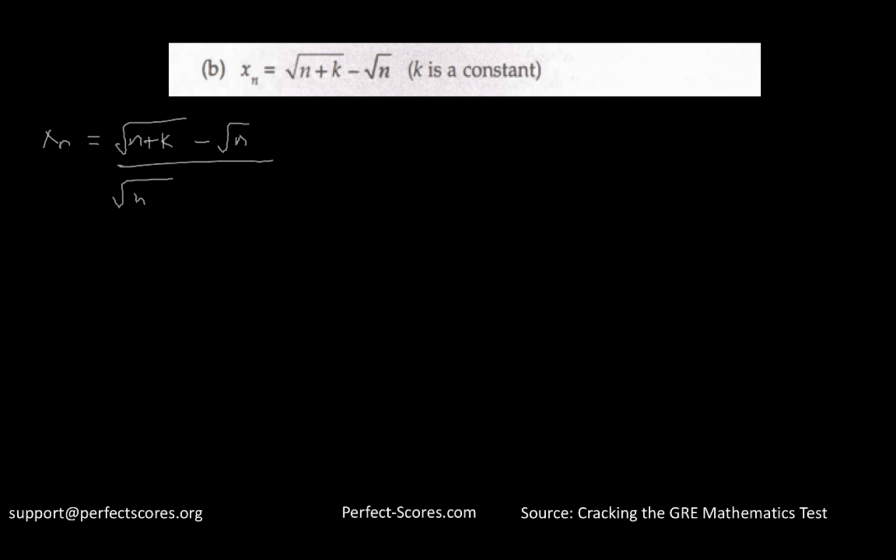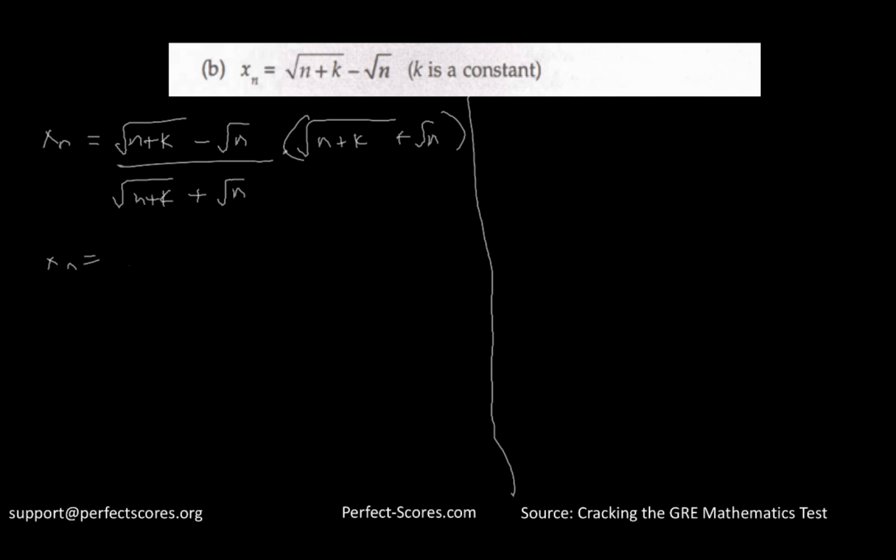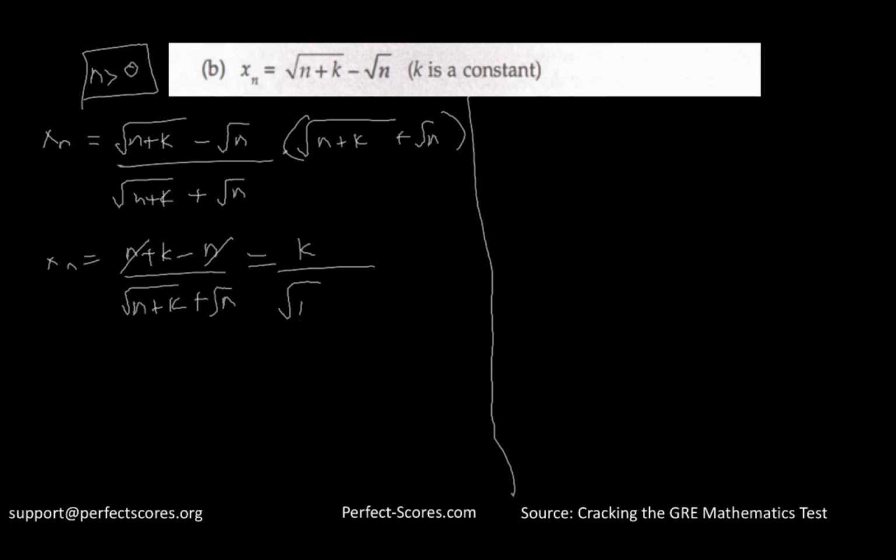So I'm going to multiply and divide by square root of n plus k plus square root of n. What I'm doing here is rationalizing it. So xn becomes a minus b into a plus b, that is a square minus b square, divided by square root of n plus k plus square root of n. And n is a positive integer, so this goes out, and I'm left with xn equal to k over square root of n plus k plus square root of n.